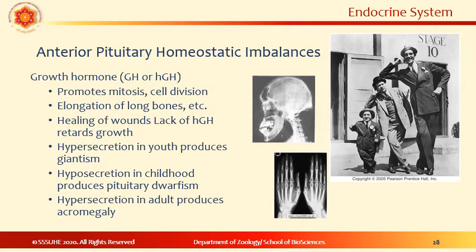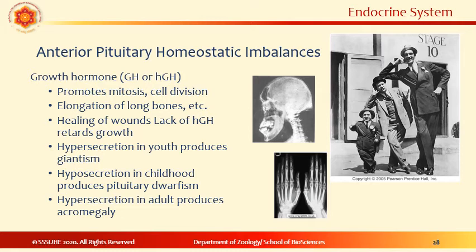Anterior pituitary produces growth hormone, which is important to promote mitosis, cell division, elongation of bones, wound healing, etc. Lack of human growth hormone retards growth, leads to short stature, cretinism, and dwarfism. Increased production of growth hormone produces gigantism. This increased production, when it happens during puberty or infancy, during the growth period, leads to gigantism.